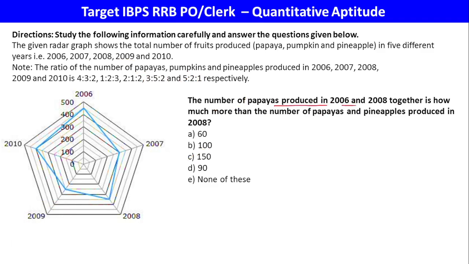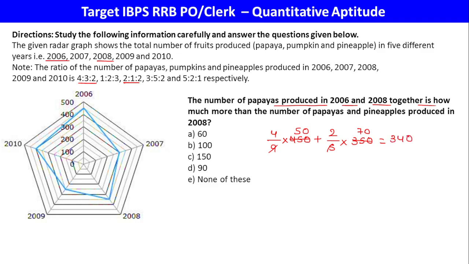The number of papaya produced in 2006 and 8 together. 2006 and 8. One third. First low, papaya. 4 parts out of total 9 parts. 2006 total 450, plus 2008, they are talking about papaya, 2 out of 5 parts, total value 100, 200, 300, 350. Total 9, 5 times 5, 7 times 200 plus 140, 340.